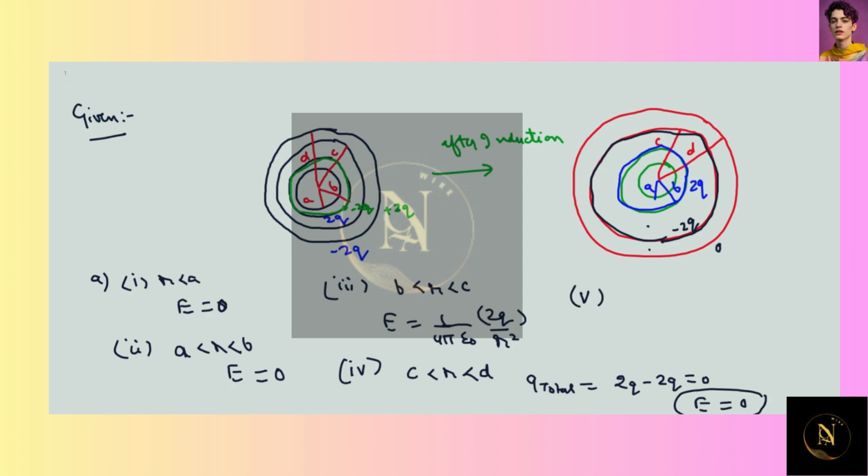Now talking about the fifth part, which is r greater than d. So we are outside that. This is the same situation because there is no net charge again. So q is 0 again, so E is equal to 0 here again. So this is your electric field for all the regions.